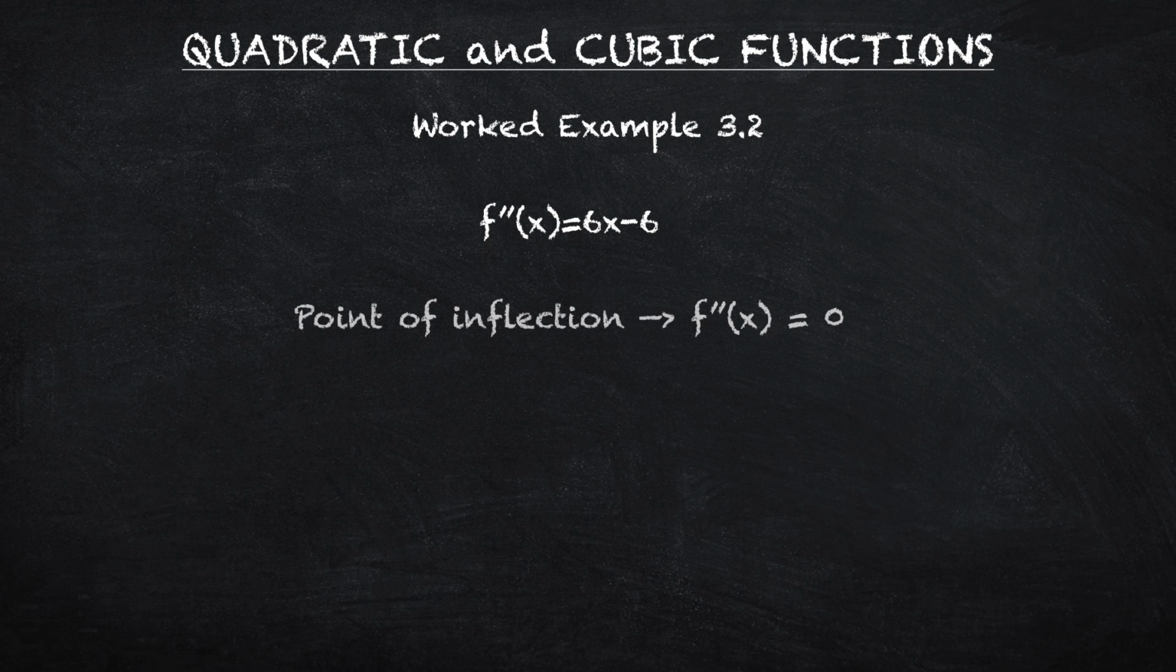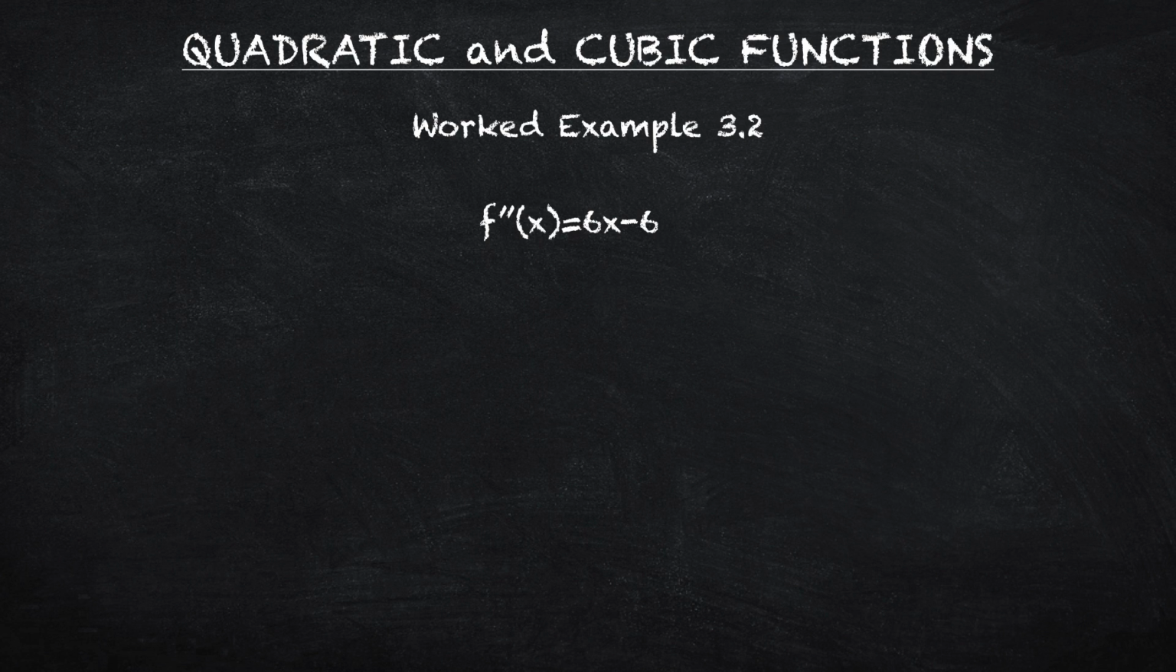So now we know that this is the second derivative. We know that the point of inflection is the point where the second derivative is equal to 0. So we take the second derivative and set it equal to 0, and we solve it, which means we find the value of x. In this case, we have 6x equal to 6, which means x equal to 1. And this is our point of inflection.